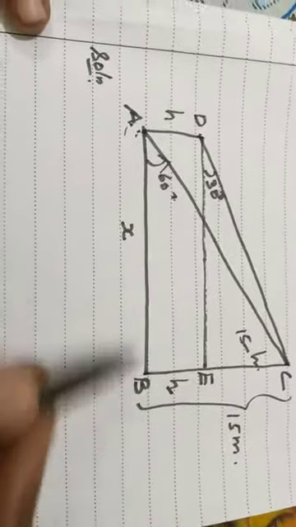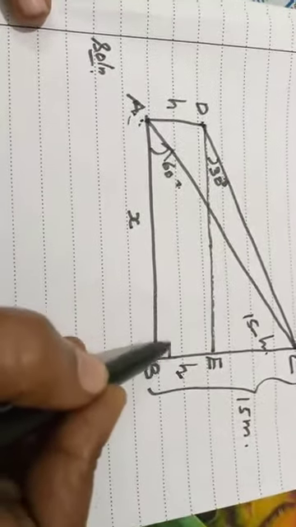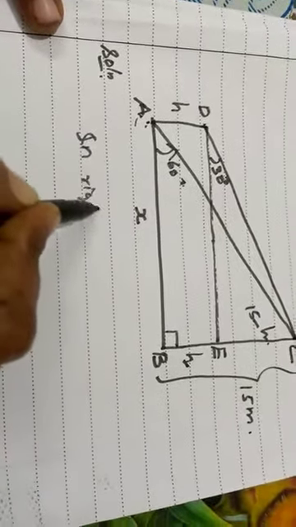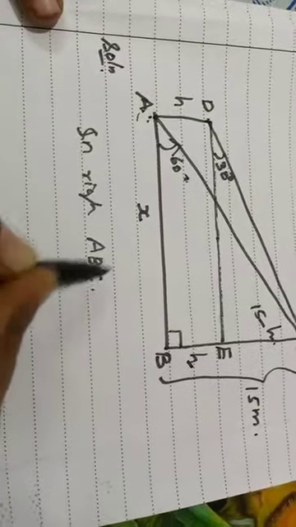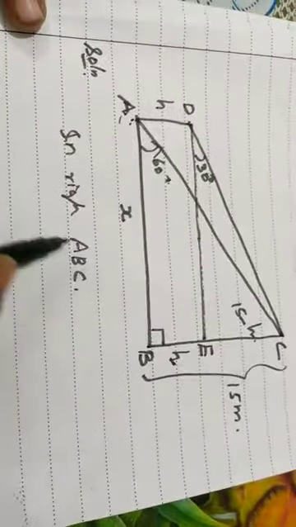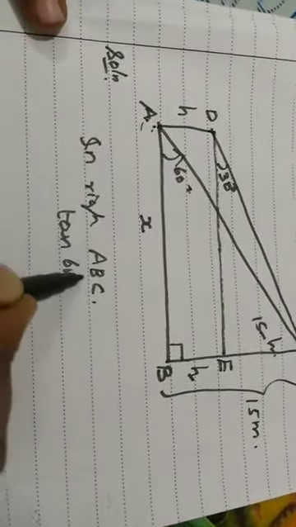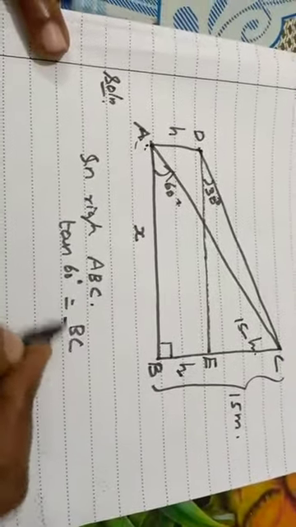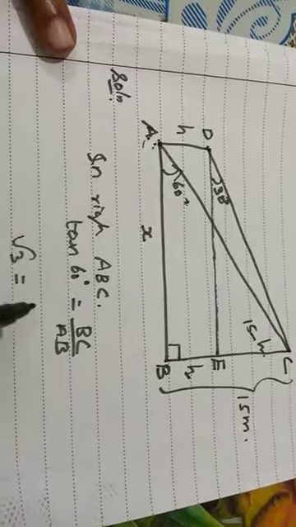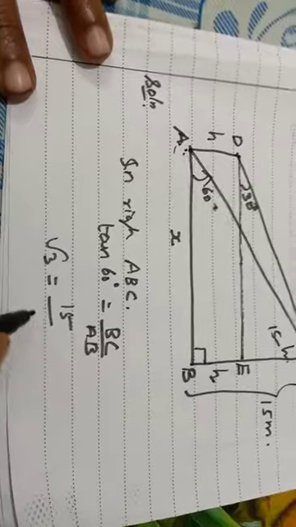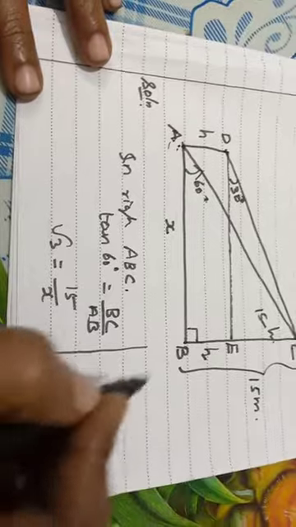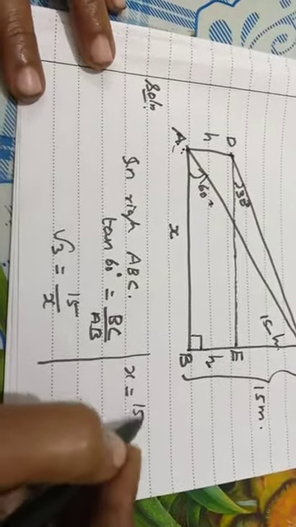So first of all, take the right triangle ABC. What ratio can you use now? Here opposite and adjacent are involved, so we use the tan ratio. tan 60 equals opposite by adjacent, which is BC by AB. tan 60 is root 3. So root 3 equals 15 by X, where BC is 15 and AB is X. Cross multiply, and you get X equal to 15 by root 3.